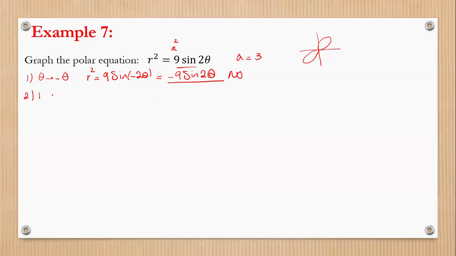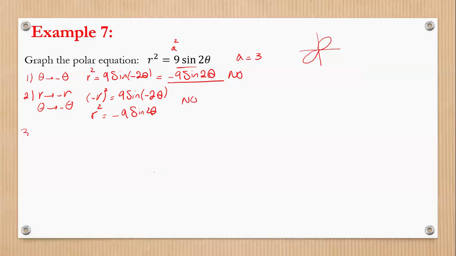If I replace r by negative r and theta with negative theta, I get negative r squared, which is equal to 9 sine of negative 2 theta. Negative r squared is just r squared, but the negative for the sine can come out. Again, the equation changed, so the answer for this one is also no.